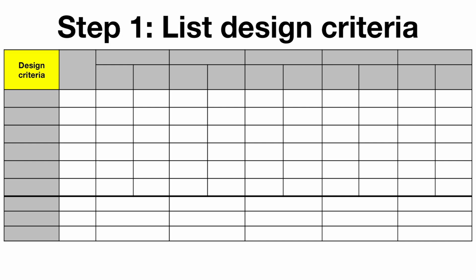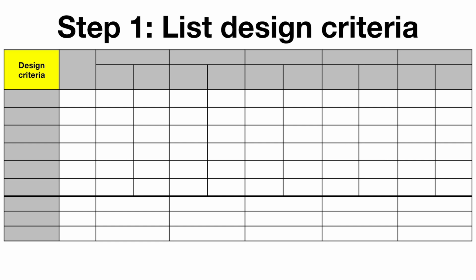Let's go back to the problem of creating a spoon for children with arthrogryposis. In this video, we're going to set up and run a scoring pugh matrix. The first step is to list the design criteria on the left-hand side of the table. For a scoring pugh matrix, we need to establish the weightings for the design criteria.